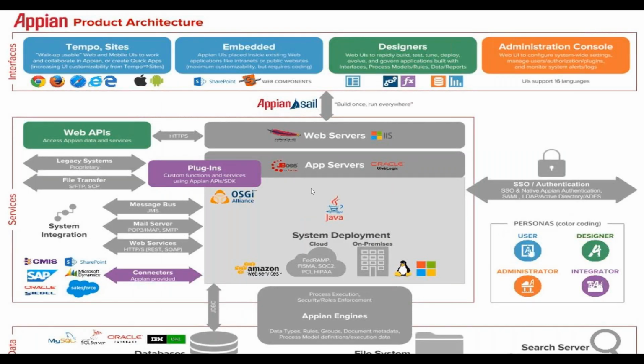Okay, so now you might be able to understand the interfaces. We have Tempo and Sites. Tempo, we have seen that, right? We'll see the sites when we start developing. So we have the embedded interface, we have Designer, which is for the developer, and then we have also seen the admin console. So these are the front end.